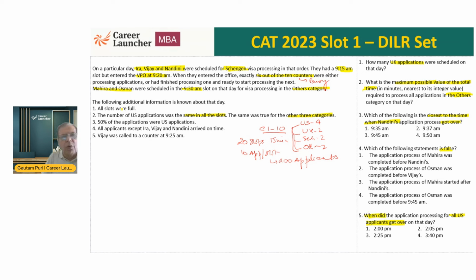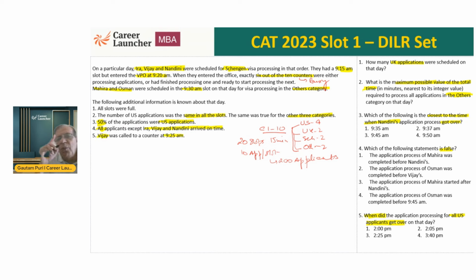Okay. Now, so far with the given information we have, I cannot say which one to go for first. We know all slots are full. The number of US applications is the same in all slots, and the same is true for all 3 categories. Then it says 50% of the applicants are for US applications. All applicants except Isa, Vijay, and Nandini arrived on time, and Vijay was called to the counter at 9:25 a.m.